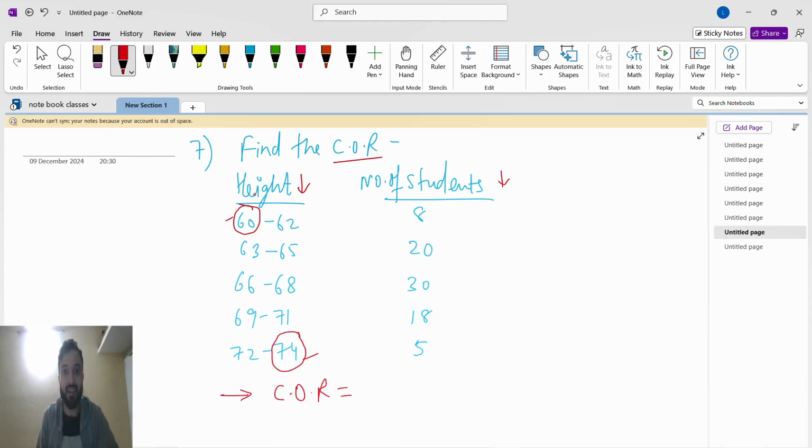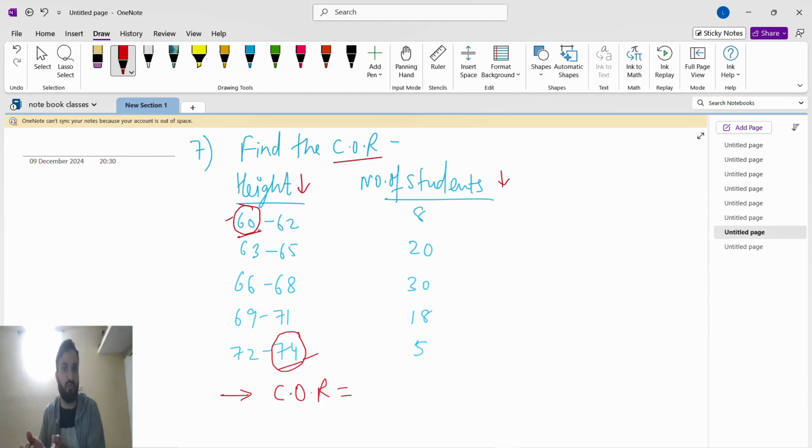So what do we have to do? We have to convert the discontinuous into continuous, but we are not going to convert all of these. We are just converting the 74, which is the upper class limit, and this 60, which is the lower class limit, because we want only these two.